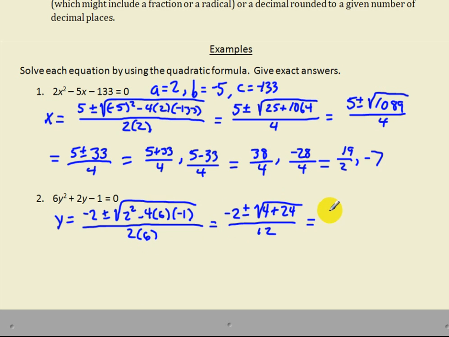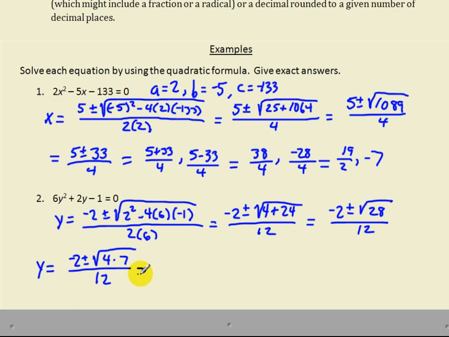So this is negative 2 plus or minus the square root of 28, all over 12. Now 28 is not a perfect square, and we don't want to calculate the square root because we're told to give exact answers. So we can do some simplifying here though. X is equal to negative 2 plus or minus, and I'm going to rewrite that as the square root of 4 times 7, all over 12.